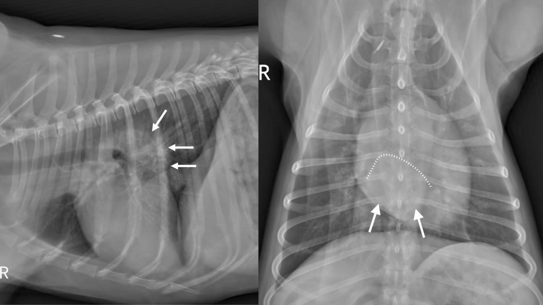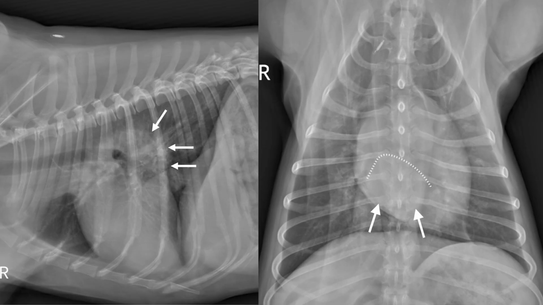Let's look at the right lateral and ventrodorsal views in this 8-year-old female spayed Cocker Spaniel. In this patient, we identify a soft tissue opaque bulge along the caudodorsal border of the cardiac silhouette with associated loss of the normal cardiac waist. This is outlined by the white arrows on the left image. Concurrently, on the ventrodorsal view, there is abaxial displacement of the caudal mainstem bronchi, outlined by the dotted white lines in the right image, with double opacity between these bronchi outlined by the white arrows in the same image.